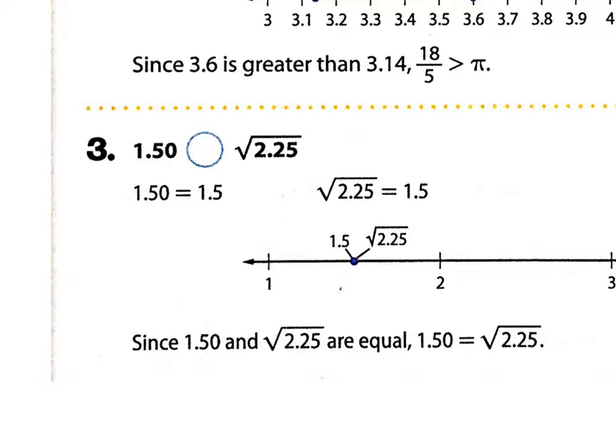Square root of 2.25. We put that in the calculator. It gives us 1.5, right? So the 1.5 is equal to 1.5.